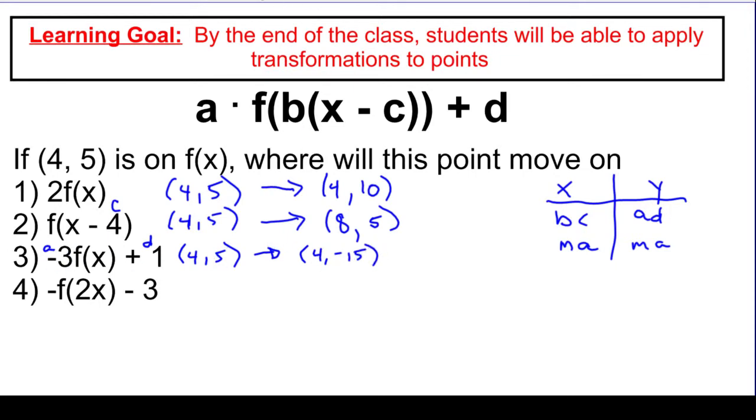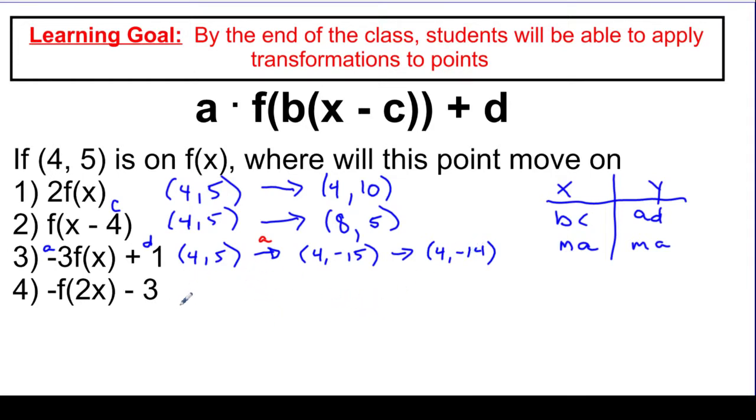So I'm going to put a little extra value here, and I'm going to say this is a transformation by a. And then I'm going to do another transformation because I have d, and this says add d to y, but I'm going to add it to my already transformed y. So -15 plus 1 is going to turn this into 4 comma -14. So if I take this function f of x and I have 2 transformations, a and d, 4 comma 5 is going to move all the way down to 4 comma -14.